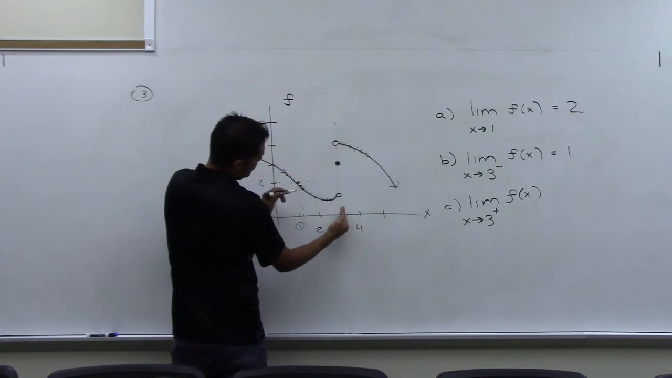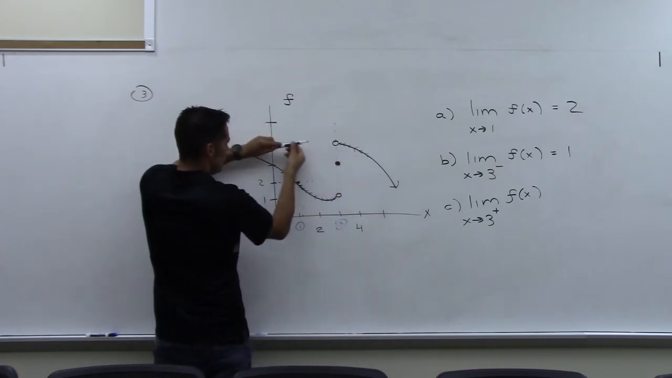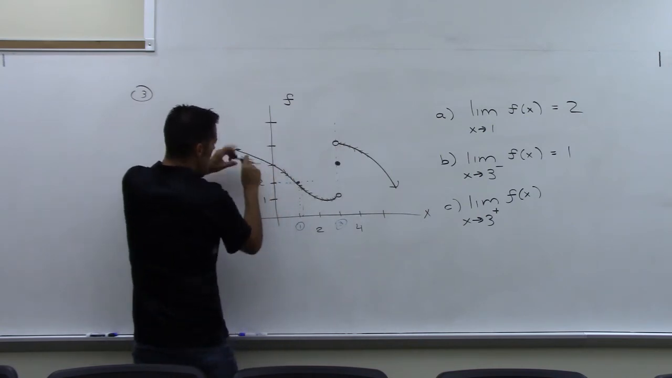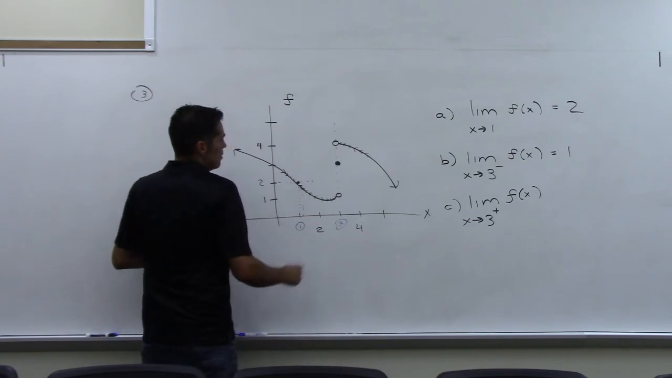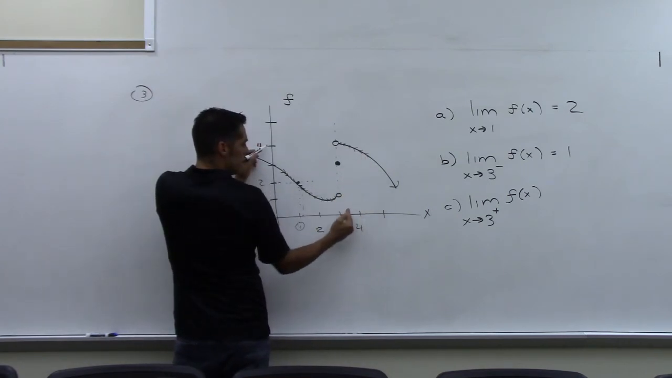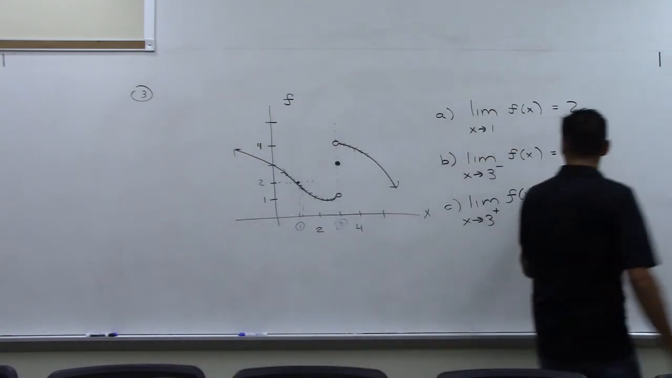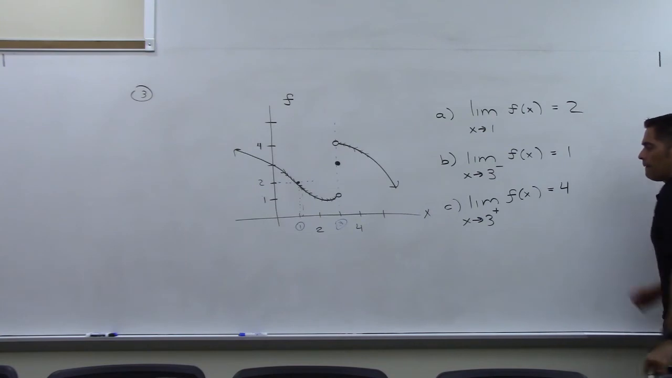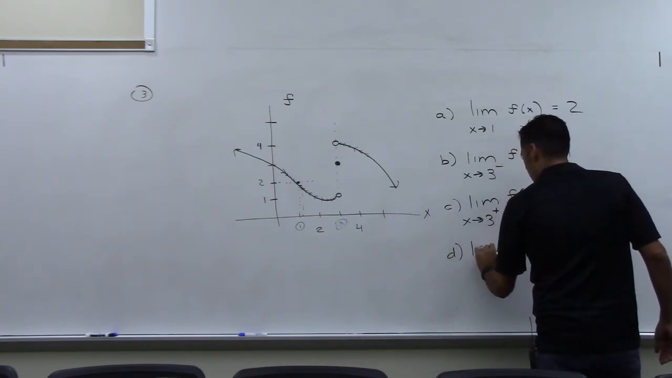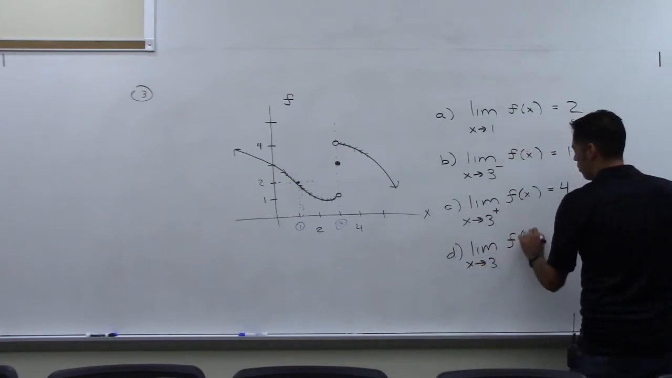And as I get close to 3 on the right-hand side, what's the y value? Well, looks like it's up here, getting close to this, whatever this is. So this is 1, 2, 3, 4. So that's 4. So if I was over here, I'm below 4. But the closer I get to 3, the closer I get here to 4. So it looks like my y values are approaching 4. Now for part D, they're just going to want to know what the limit is as you approach 3.